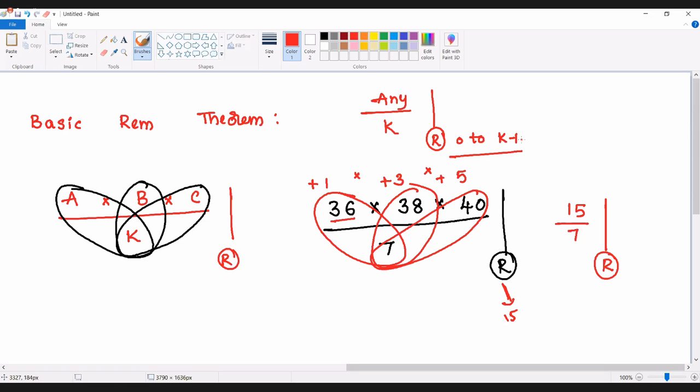So 15 is divided by 7. What is the remainder? I cannot take 15 directly because 7 is my divisor and I have to get a remainder less than 7. So 7 twos are 14, and we are left with a remainder of 1. That's how we can deal with it.